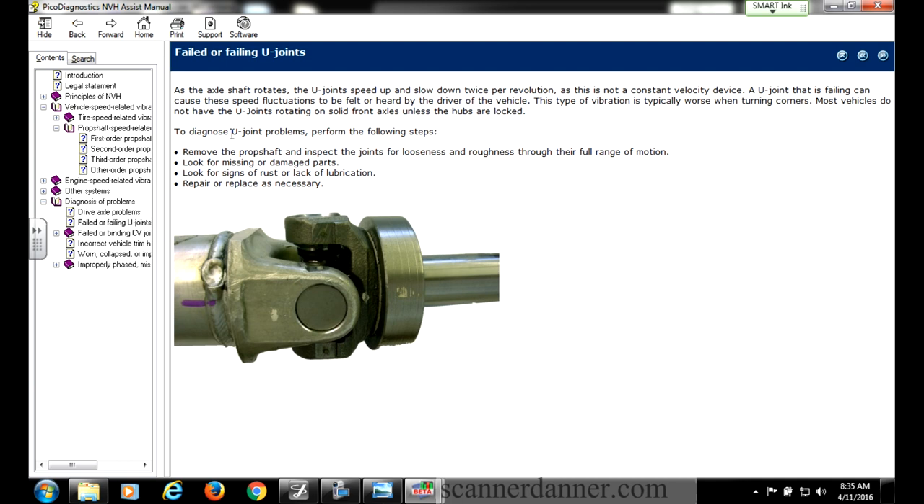To diagnose U-joint problems, perform the following. Remove the prop shaft and inspect the joints for looseness and roughness through their full range of motion. That won't be hard to do. Look for missing or damaged parts. Look for signs of rust or lack of lubrication. Repair or replace as necessary.